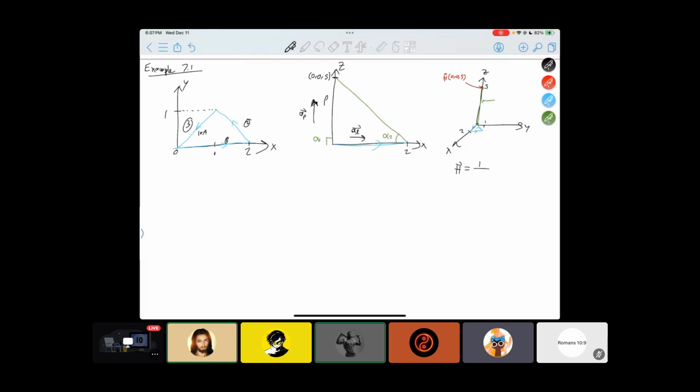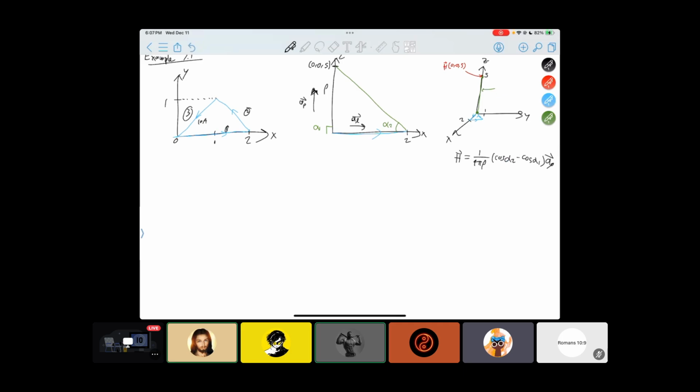Let's see, 1/4 pi rho times cosine alpha 2 minus cosine alpha 1, A phi. No, my bad, it's A phi. And this is rho phi z. So we're basically using cylindrical coordinates, I believe. Rho phi z, right? Yeah, this is cylindrical. I don't know how much that'll help us, but it most likely will.